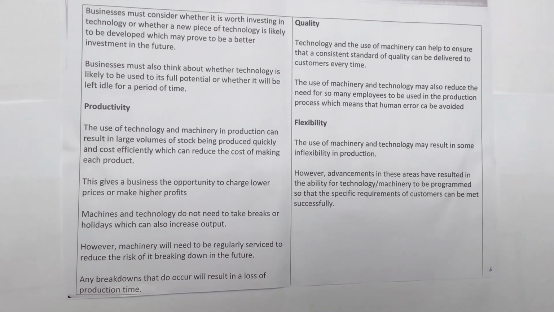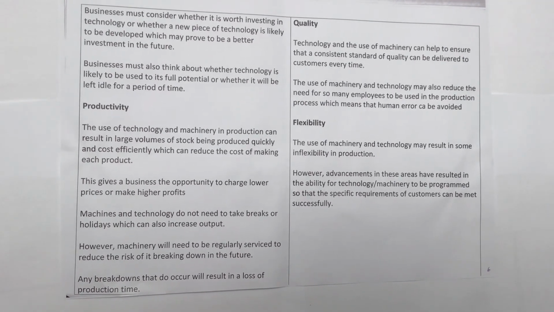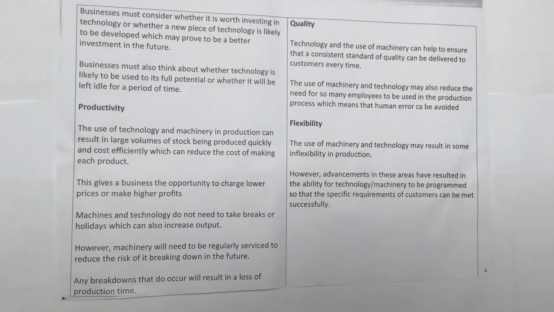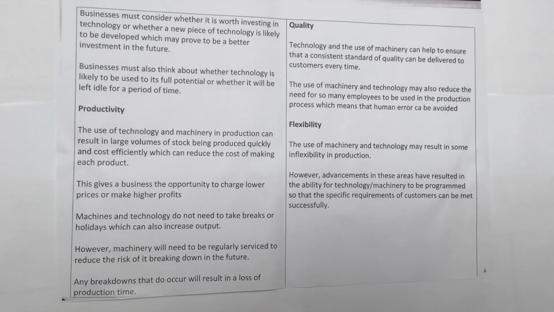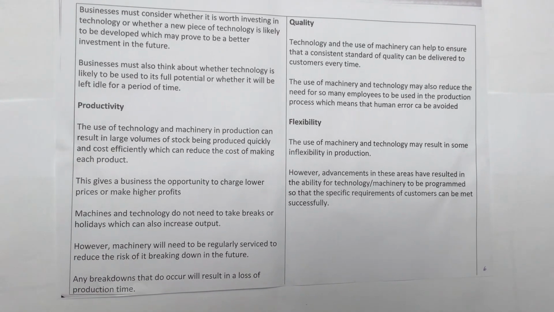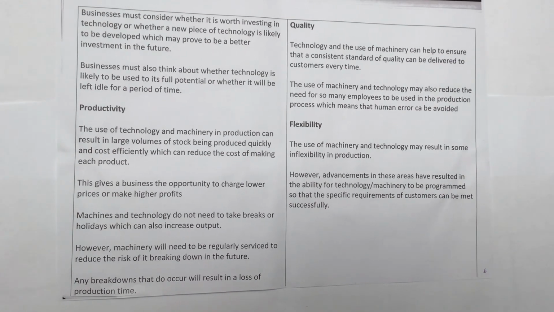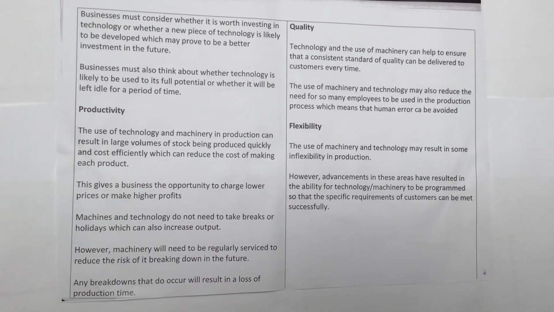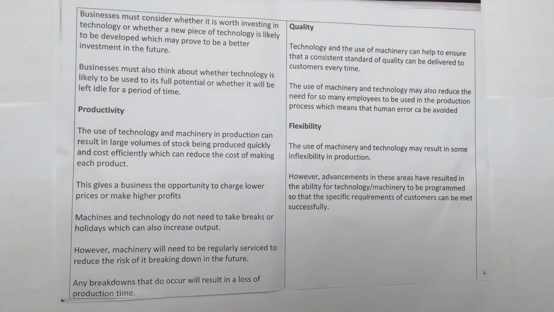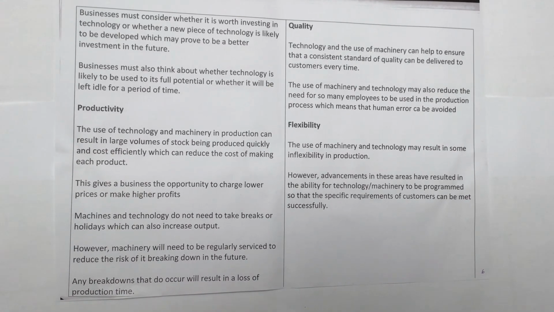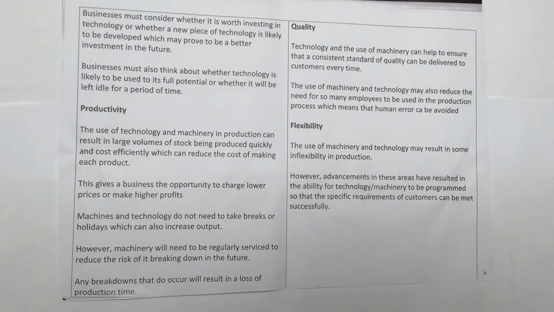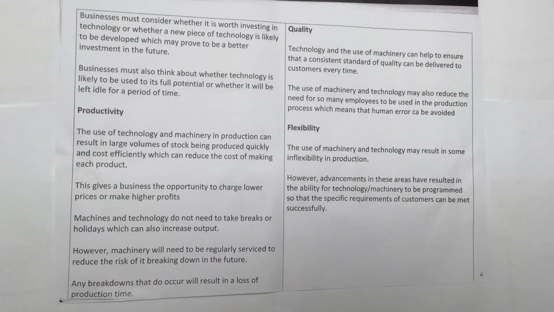Quality: technology and the use of machinery can help to ensure that a consistent standard of quality can be delivered to customers every time. The use of machinery and technology may also reduce the need for so many employees to be used in the production process, which means that human error can be avoided. Flexibility: the use of machinery and technology may result in some inflexibility in production. However, advancement in these areas have resulted in the ability for machinery to be programmed so that the specific requirements of customers can be met successfully.